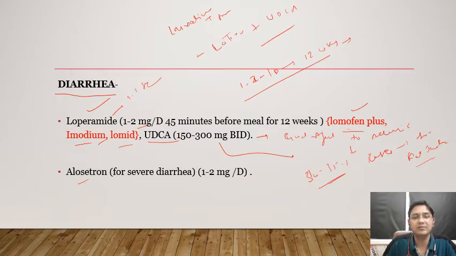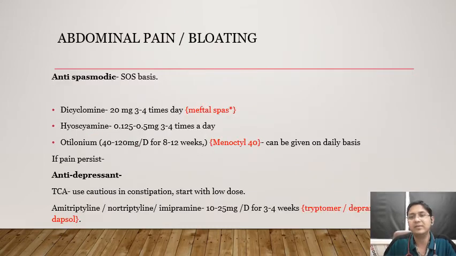Alosetron is not routinely used, but if it is severe diarrhea, you can use it. The dose is 1 milligram per day. It is available in 0.5 and 1 milligram strength. The name is the same, alosetron, so you can give it.